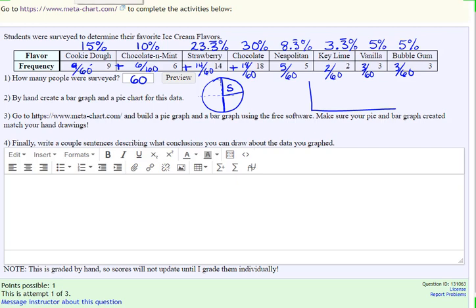Let me change colors here. I'm going to draw the bubblegum, vanilla, and cookie dough in this 25% region up here in the top left corner of the circle. So 15% is the cookie dough, and then if I break the other remaining part into pieces, I'll have bubblegum and vanilla.